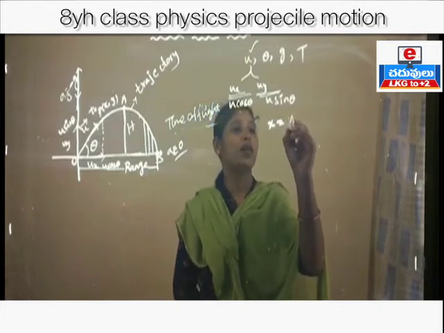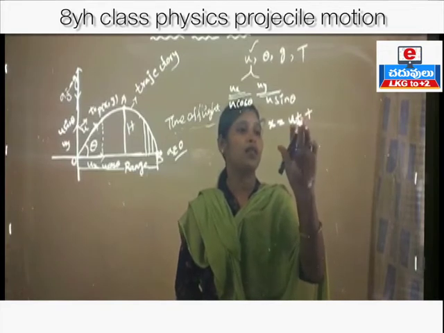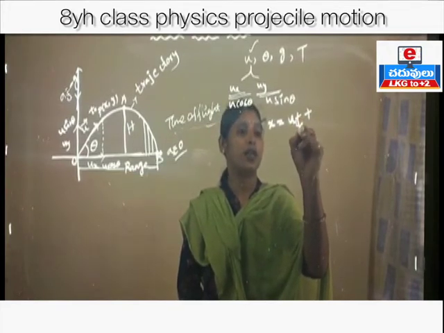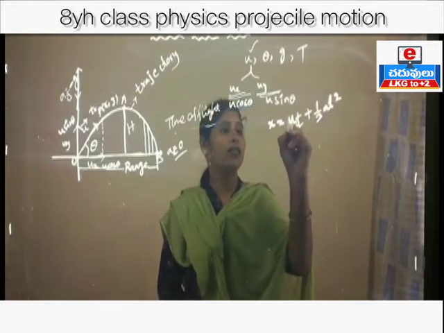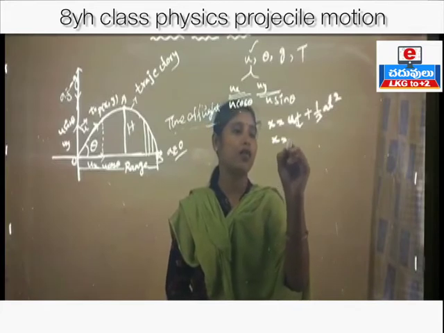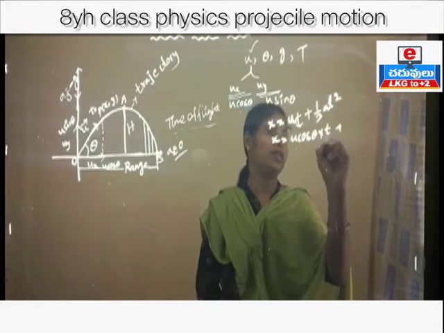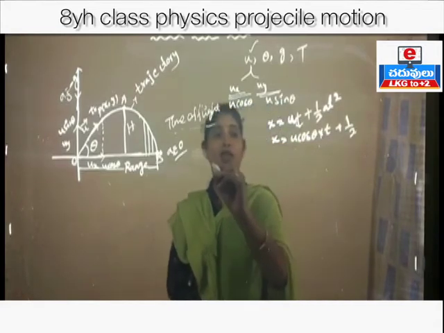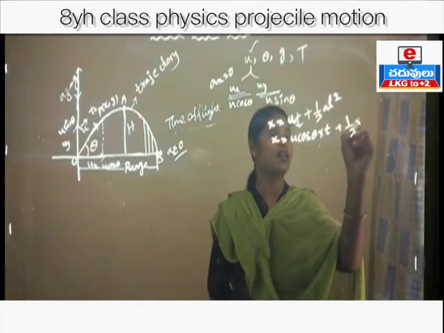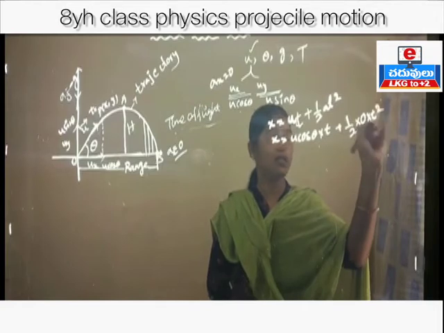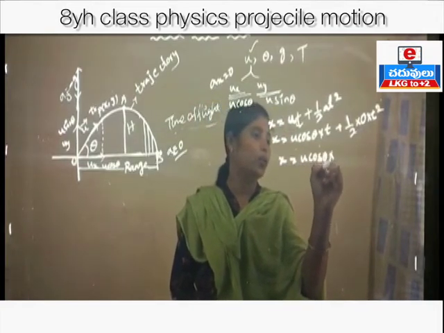That is ut from the uniform acceleration equations, ut plus half at square. Along the x direction, we know that x is equal to ux, that means u cos theta, into t plus half. Along the x direction, ax is equal to 0. So here we can put it as 0 into t square. Then x is equal to u cos theta into t.